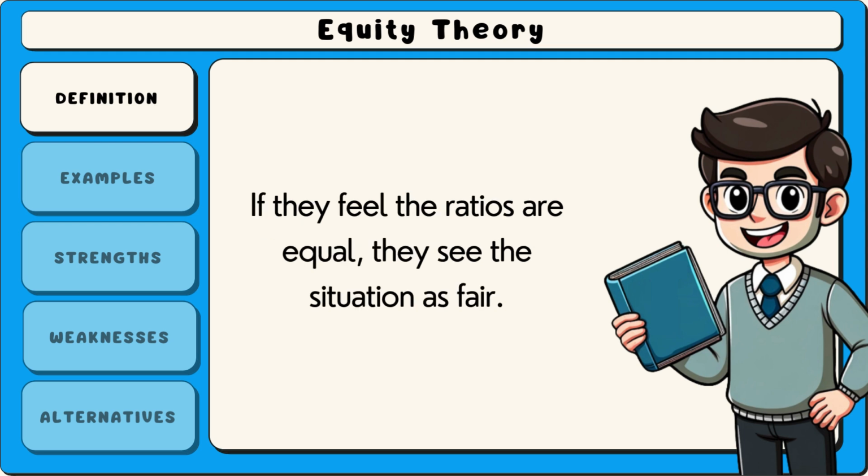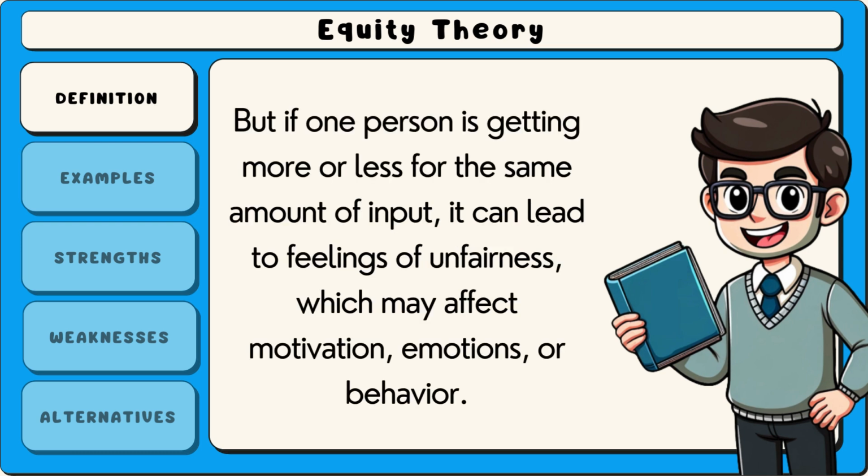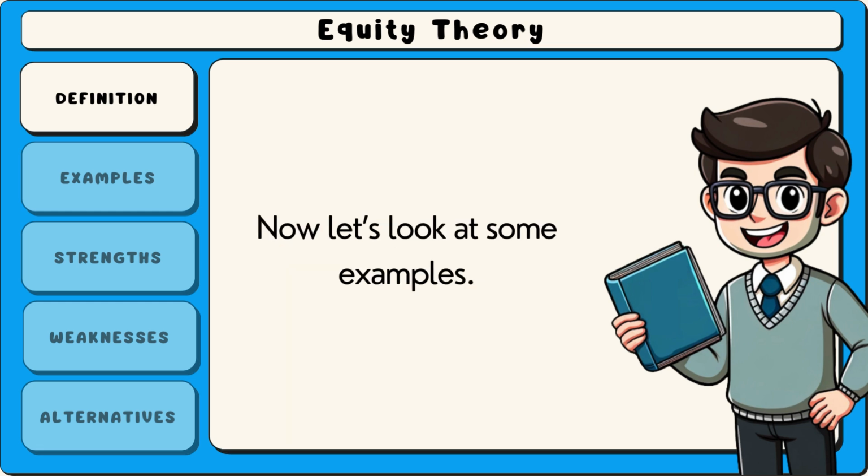If they feel the ratios are equal, they see the situation as fair. But if one person is getting more or less for the same amount of input, it can lead to feelings of unfairness, which may affect motivation, emotions, or behaviour. Now let's look at some examples.